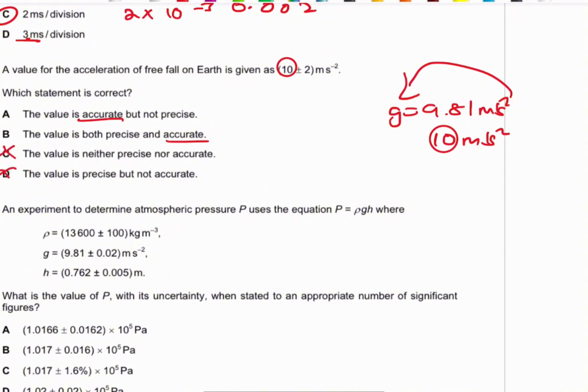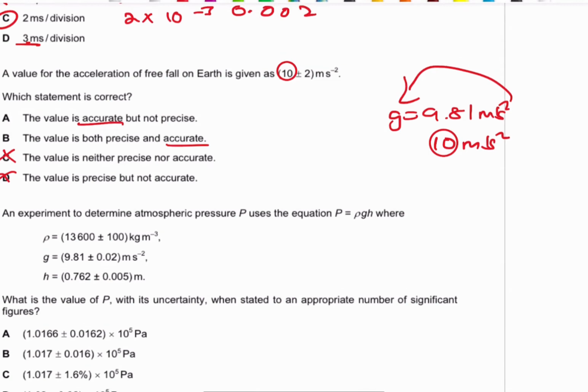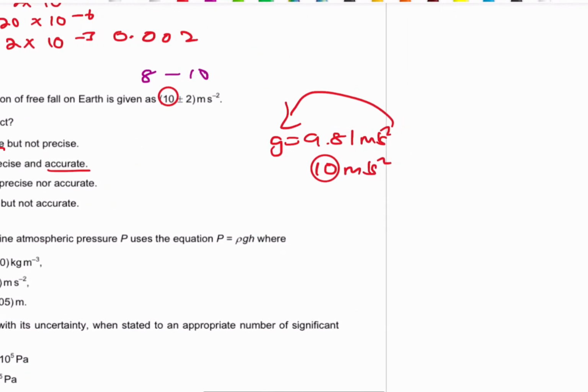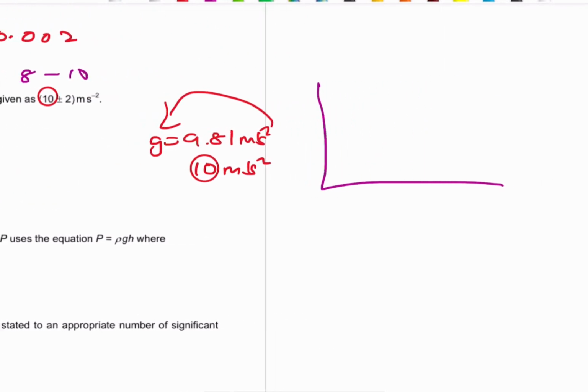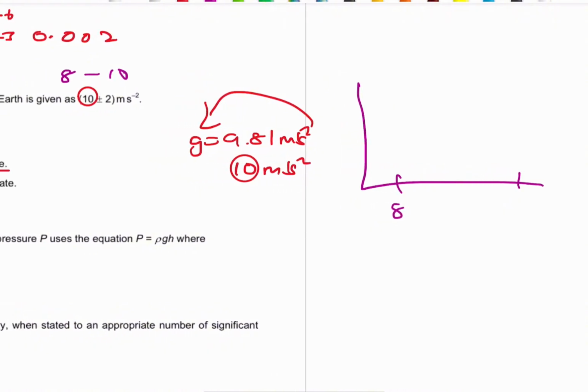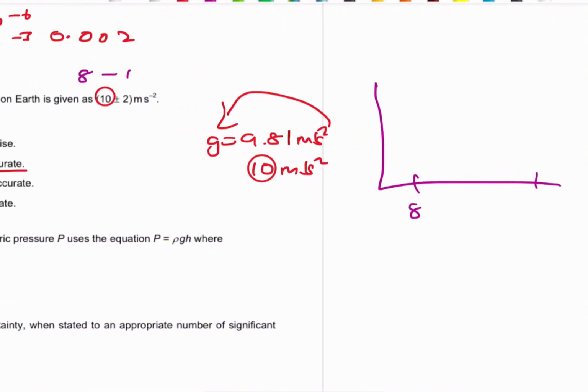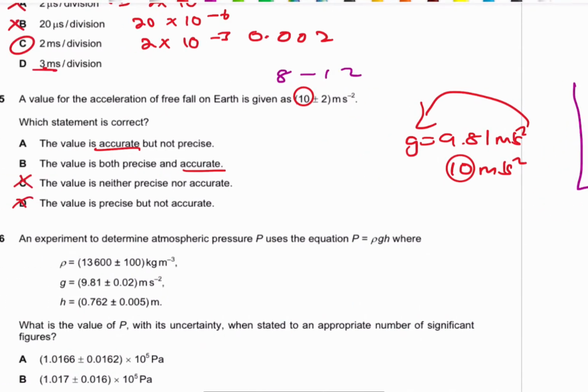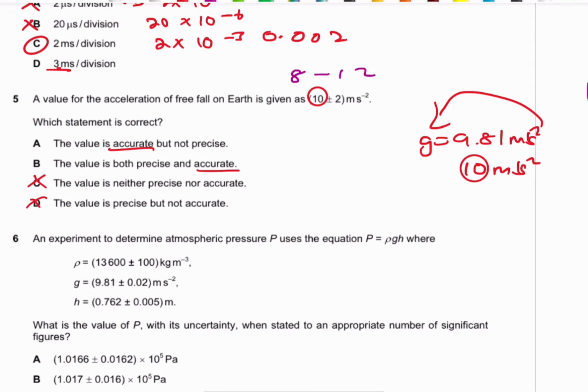But it's plus or minus 2, meaning that it can exist from 8 up until 12. If you draw this as a graph, it's more like this, right? That is 10, and that's about 12, right? It's existing from 8 to 12. That is where you expect to find the value of g. But that's not really precise. Why? Because the precision of the value of g is actually 2 dp, 9.81. But here we have 10. It is not at all precise, but it is very accurate because it's actually close to the true value of g.